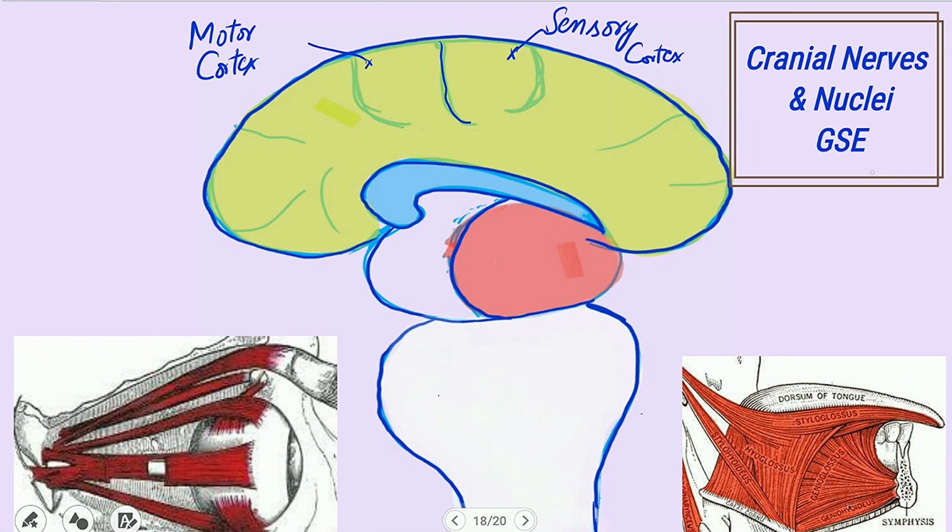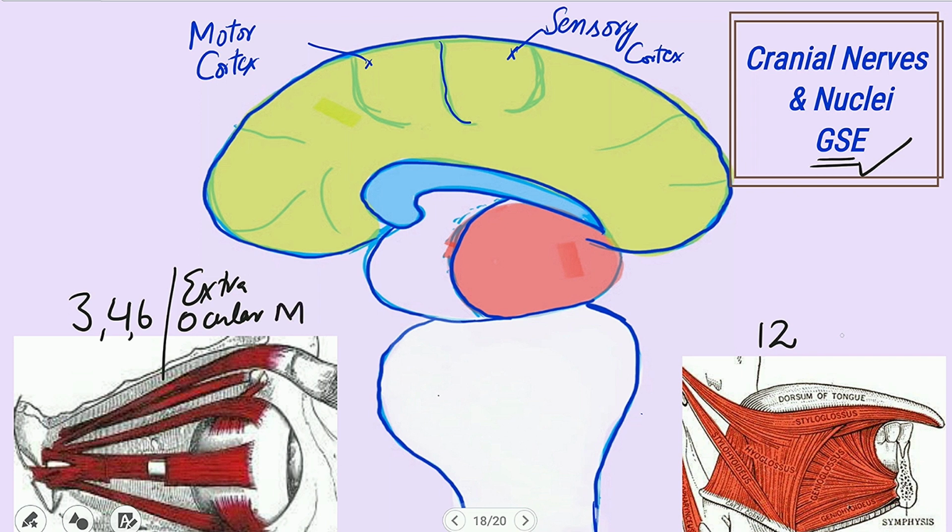And now the cranial nerves and nuclei that deal with the general somatic efferent component. These cranial nerves are 3, 4, 6 and 12. The general somatic efferent component is about the voluntary skeletal muscles, and in the case of the cranial region, voluntary skeletal muscles are extraocular muscles and the muscles of the tongue. Extraocular muscles are supplied by nerve number 3, 4, 6, and the muscles of the tongue are supplied by cranial nerve number 12.